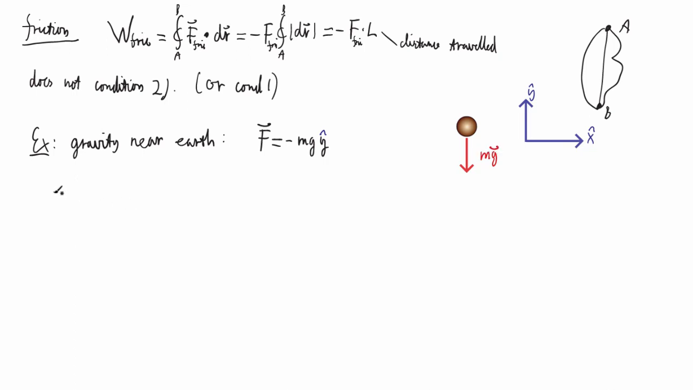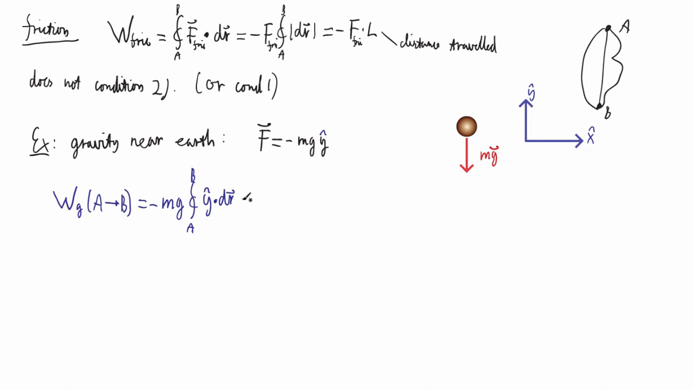Okay, so we're taking the work of gravity going from A to B. That is minus mg times the line integral from point A to point B of y hat scalar dr, because the force is minus mg y hat.